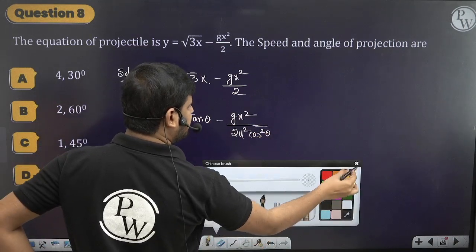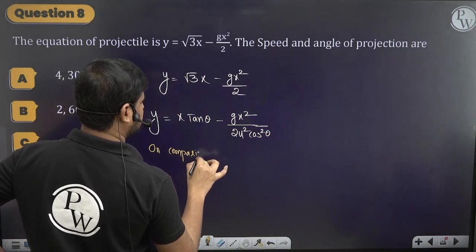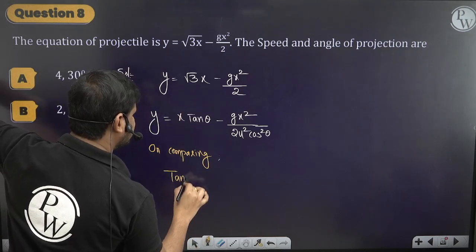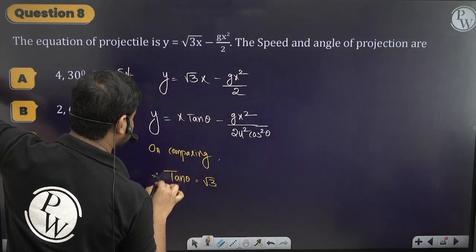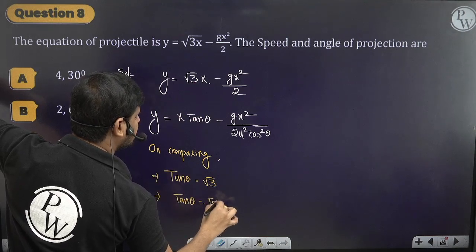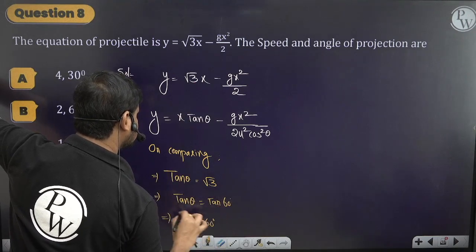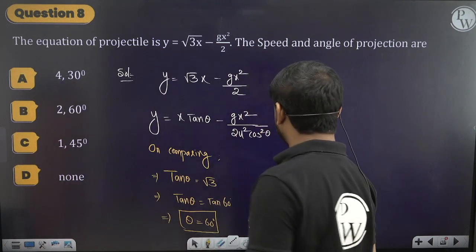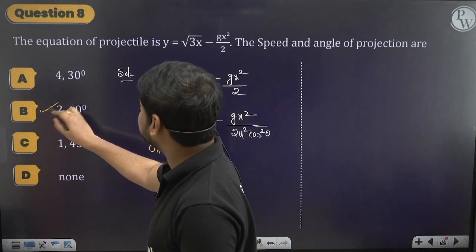Now comparing the above equations, in place of tan theta we have root 3, so tan theta is equal to root 3, yes or no? In place of x, x is there; in place of tan theta, root 3 is there. So tan theta is equal to tan 60, and from here theta is equal to 60 degrees. This part is clear. The angle of projection we got is 60 degrees. 60 degrees is there in only one option, so you can directly proceed.